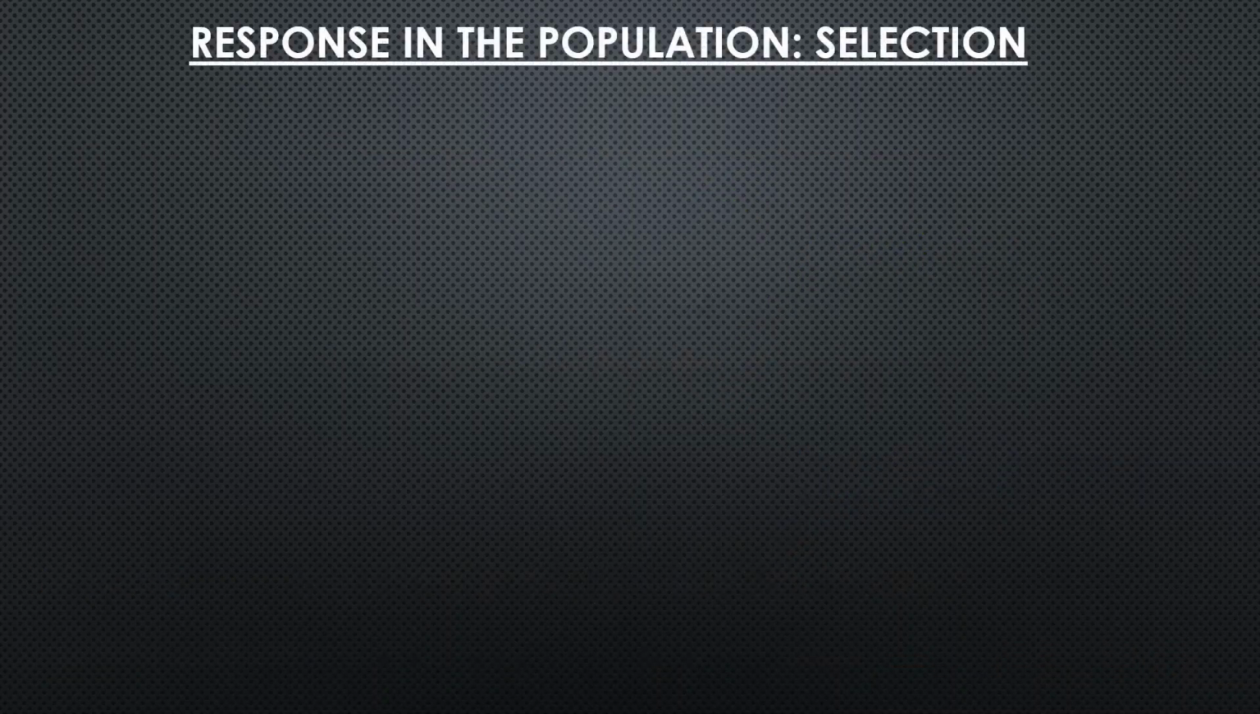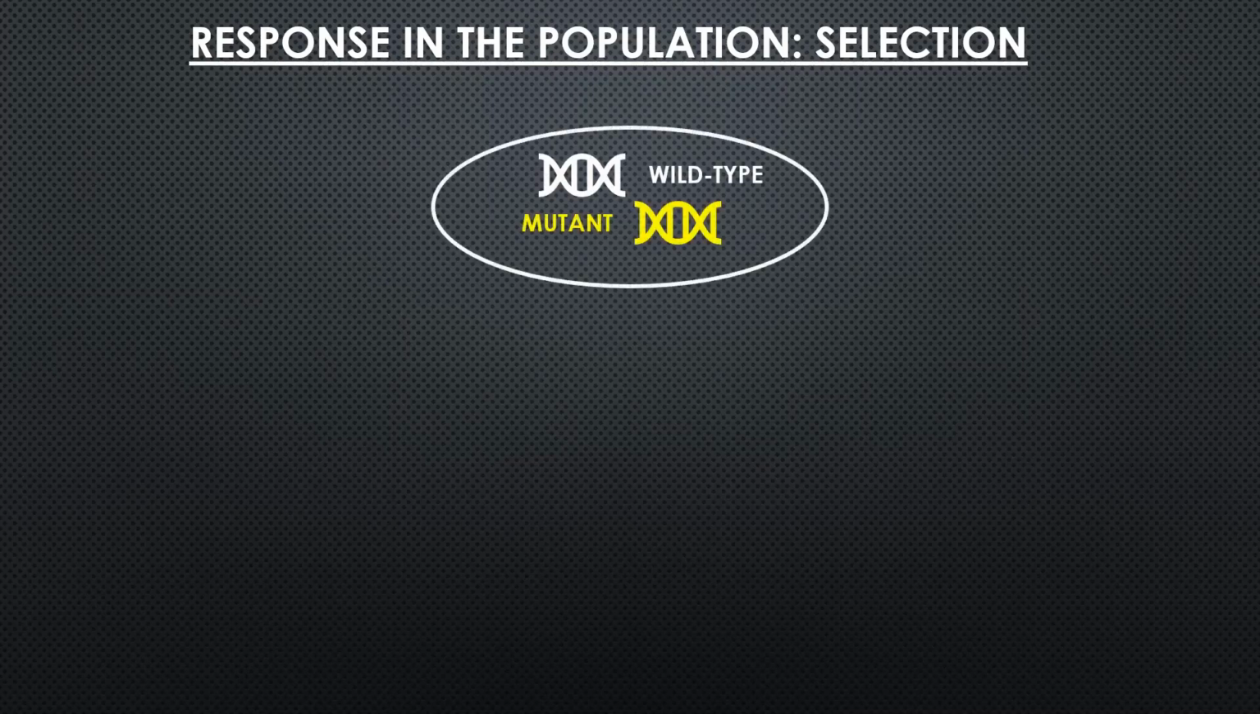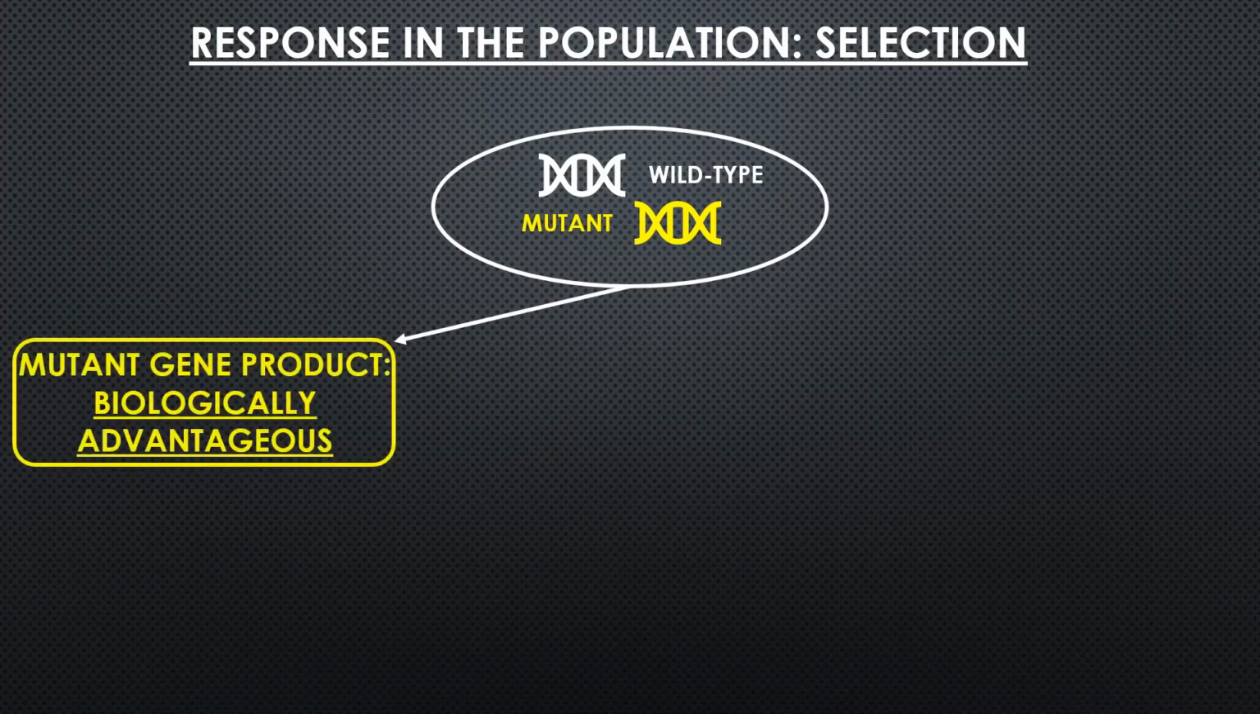Now, what is the response of mutation in the population? Selection will give the answer to this question. We have wild type genetic component and we have a mutant component, and this forms a population of organism or even SARS-CoV-2 like virus. Now, due to the origin of this mutation, certain response can be seen. One of the possibilities is that the mutant gene product is biologically advantageous to the offspring, say the offspring viruses containing that particular mutant gene.